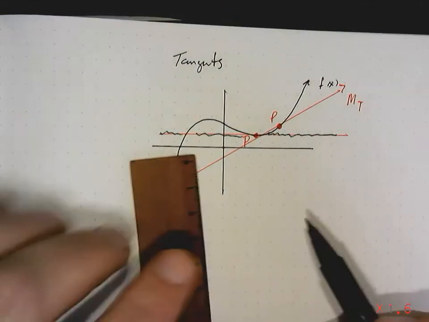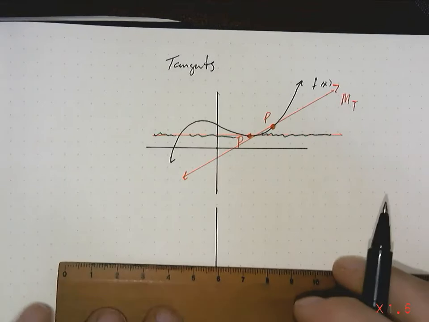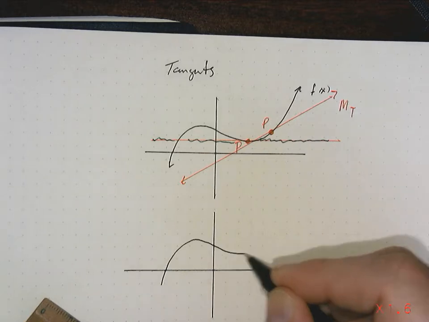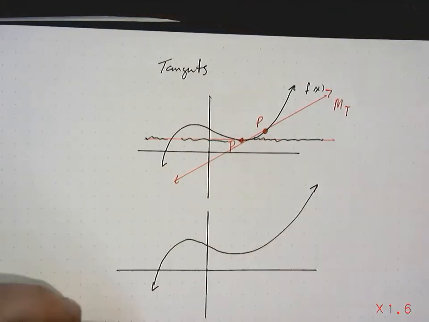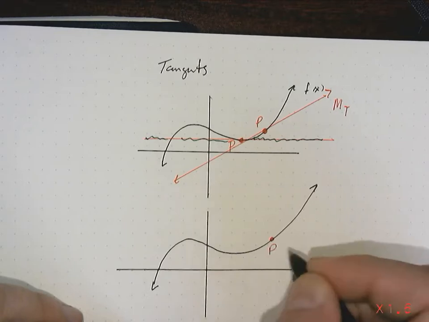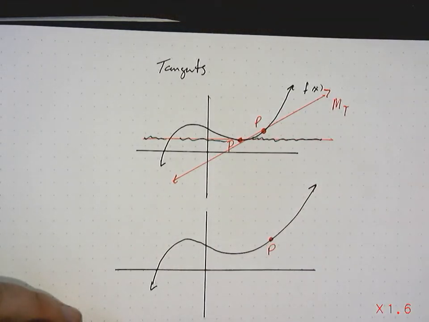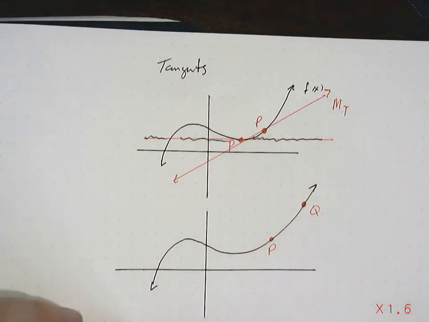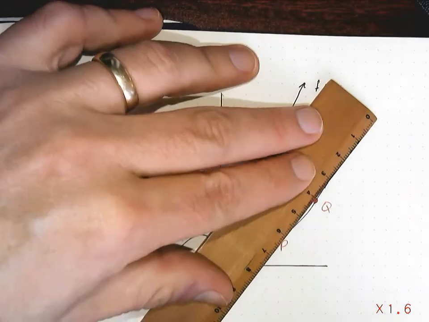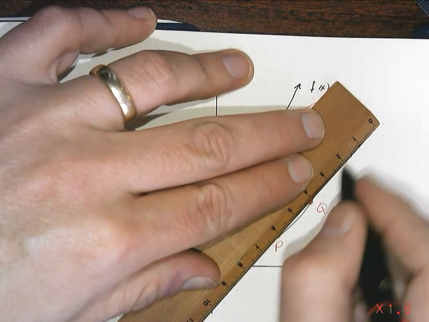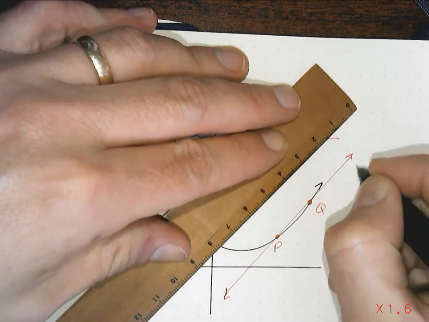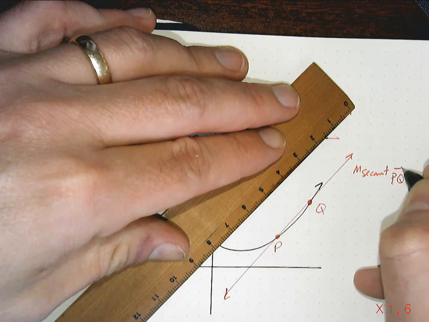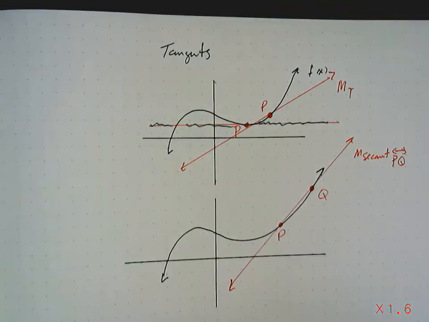That's our problem. So what we do, I'll draw another diagram here. What we do is we allow for another point. We allow for another point to be placed farther along the curve at Q. And what we do is we calculate the slope of the secant. Now that I can do.